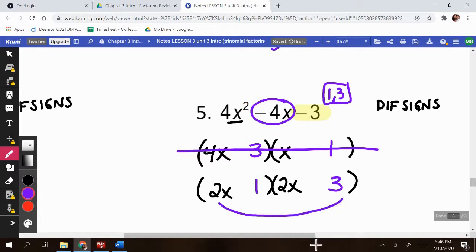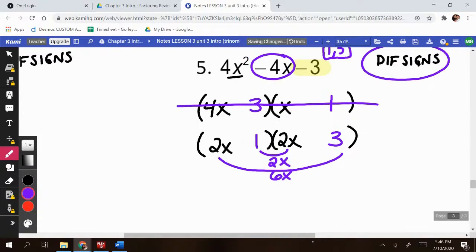Here my outers will be 6x and my inners will be 2x. And I know I'm supposed to be getting different signs. So how can I manipulate 6x and 2x to get to negative 4x? That'd have to be minus 6 and a positive 2 in order to get to negative 4x. So outer times outer, that would have to be 2x times negative 3 to get to negative 6x. And inner times inner, you'd have to have a positive 1 times 2x to get a positive 2x.